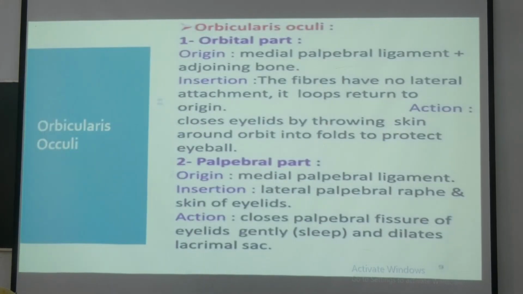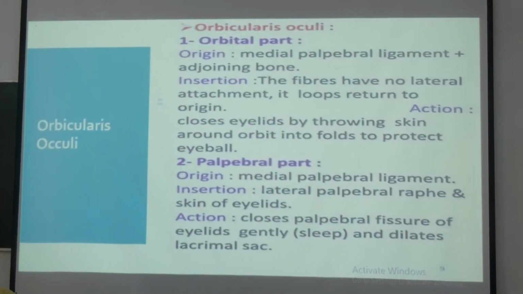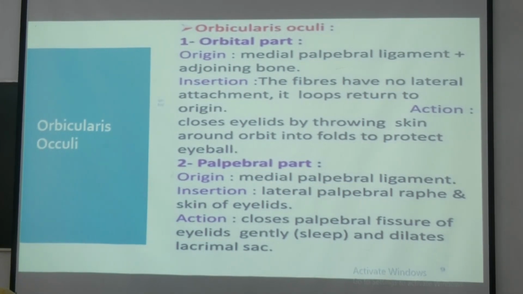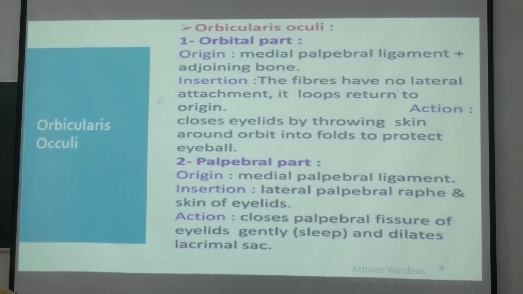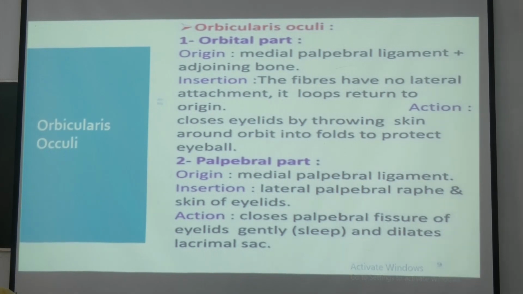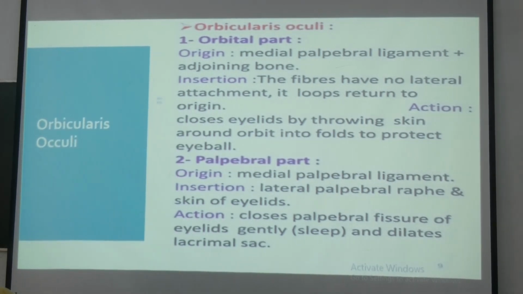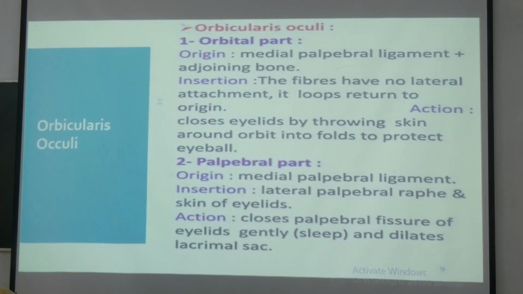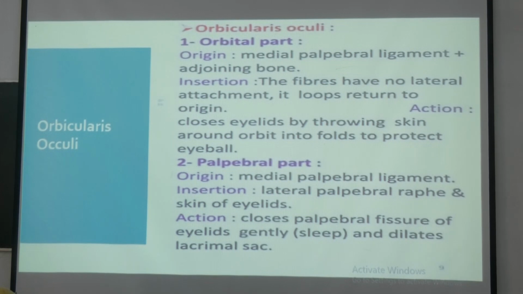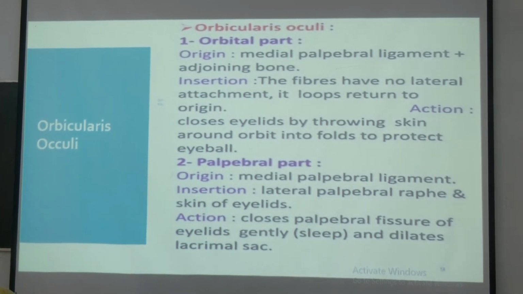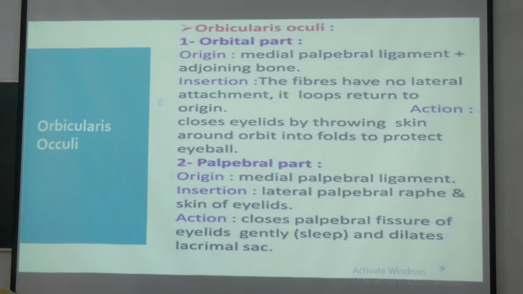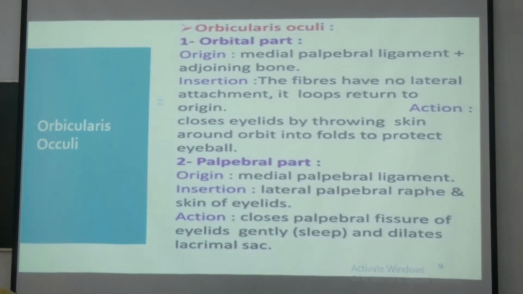Next, this is very important for a short note: orbicularis oculi. See, it has two parts. One is the orbital part and another is the palpebral part. If you see the orbital part, it has its origin from the medial palpebral ligament. Which side is the medial palpebral ligament? Medially. And where is the insertion? It has no lateral attachment. This is the peculiarity of the orbital part of orbicularis oculi.